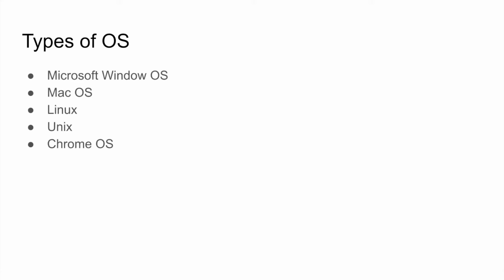There are different types of operating systems. You can also have two operating systems in your computer, which is called virtualization, but I'll cover that topic in the next video. So the most popular operating system is Microsoft Windows, followed by macOS, Linux, Unix, and Chrome OS.